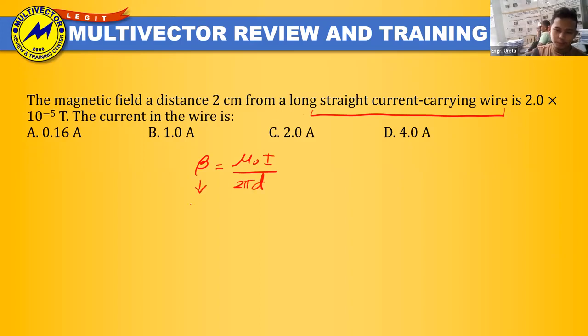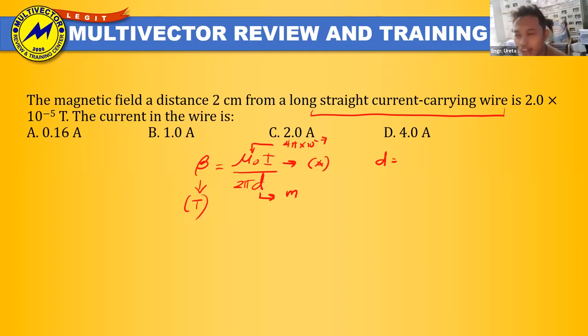Where B is the magnetic flux density measured in Tesla, mu sub 0 is the MKS unit of permeability of free space, I is the current in ampere, while D should be in meter. The distance given, which is the distance of the magnetic field to the conductor, is 2 cm. Convert that to meter, so 100 cm per 1 meter.